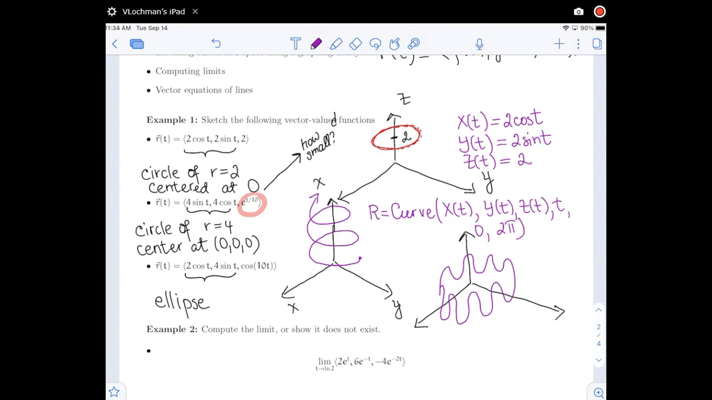All right, so that's our sketching of the vector valued functions. Let me pause here for a moment. Is there anything you would like to discuss for this particular learning objective? Let me know one way or another.